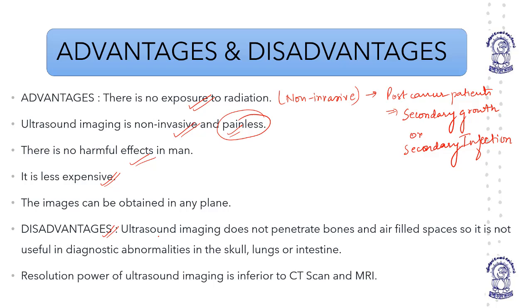The disadvantage is this: ultrasound imaging does not penetrate bones, so it is only for soft tissue. It also does not penetrate air-filled spaces, so it is not useful in diagnosing abnormalities in the skull, lungs, or intestine. The resolution power of ultrasound imaging is inferior to CT scan and MRI, meaning micro anatomical details cannot be presumed.